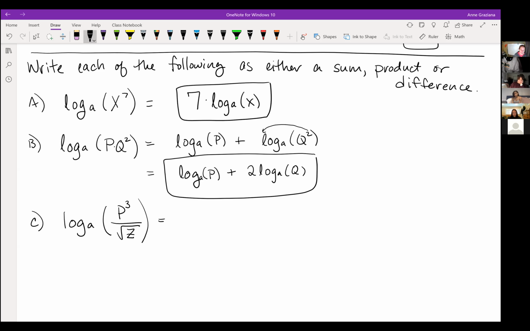Does that method apply to numbers? Yes, it goes for numbers. We're going to do some more of those examples with numbers in about 10 minutes. We've got to practice expanding and condensing.